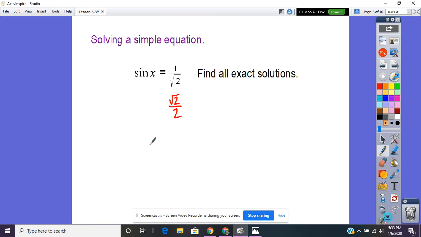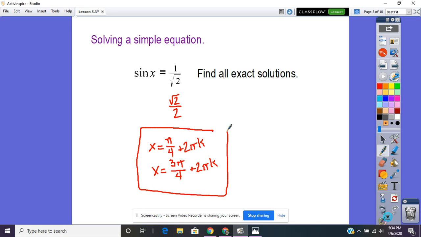So we're going to write x equals pi over 4, x equals 3 pi over 4, and because it says for all, we're going to say plus 2 pi k. K representing how many circles we can go around, plus 2 pi k. So I've got these two answers, and those would be my two answers I'm looking for here.